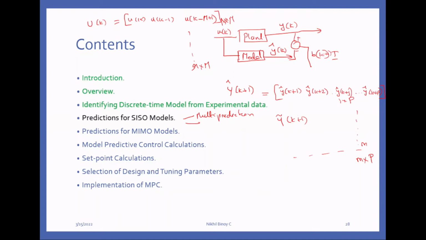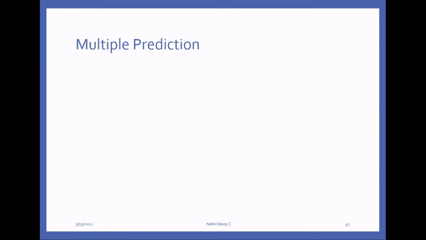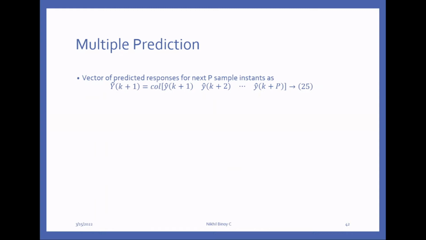Okay. So what will be the thing that we discussed under predictions for SISO model? We are using the same equation with a slight modification. The size of the vector, the size of the matrix, etc. will change. Okay, so that we are going to discuss in this section. So multiple prediction. So the vector of predicted response for the next p sample instances can be written as capital Y cap k plus 1. That one is a vector representation of the next p samples.